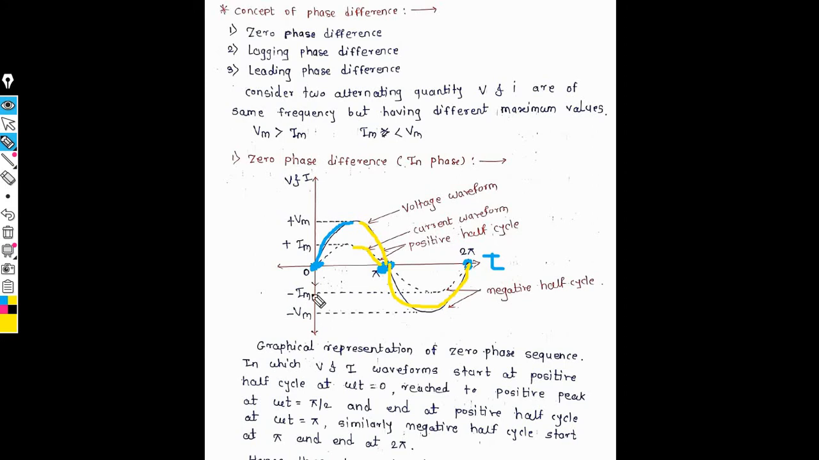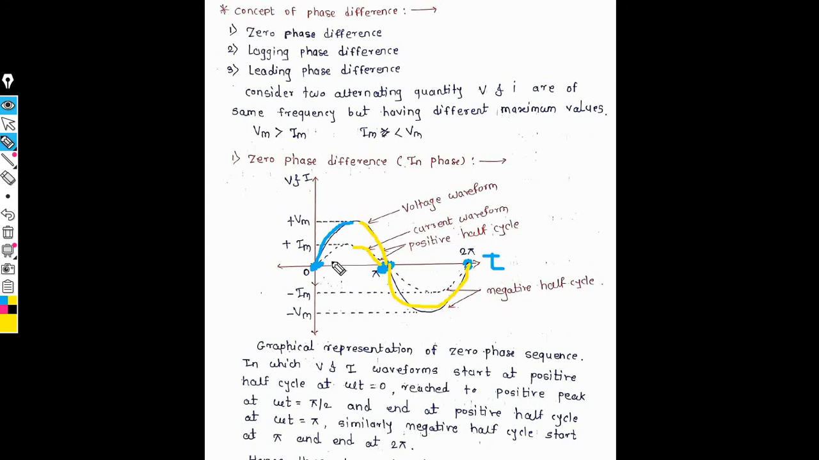That means at each and every starting cycle and ending cycle, both waveforms cross the zero position. It's called zero phase difference. It is also called in-phase difference. Now this is the relation of zero phase difference between voltage and current.